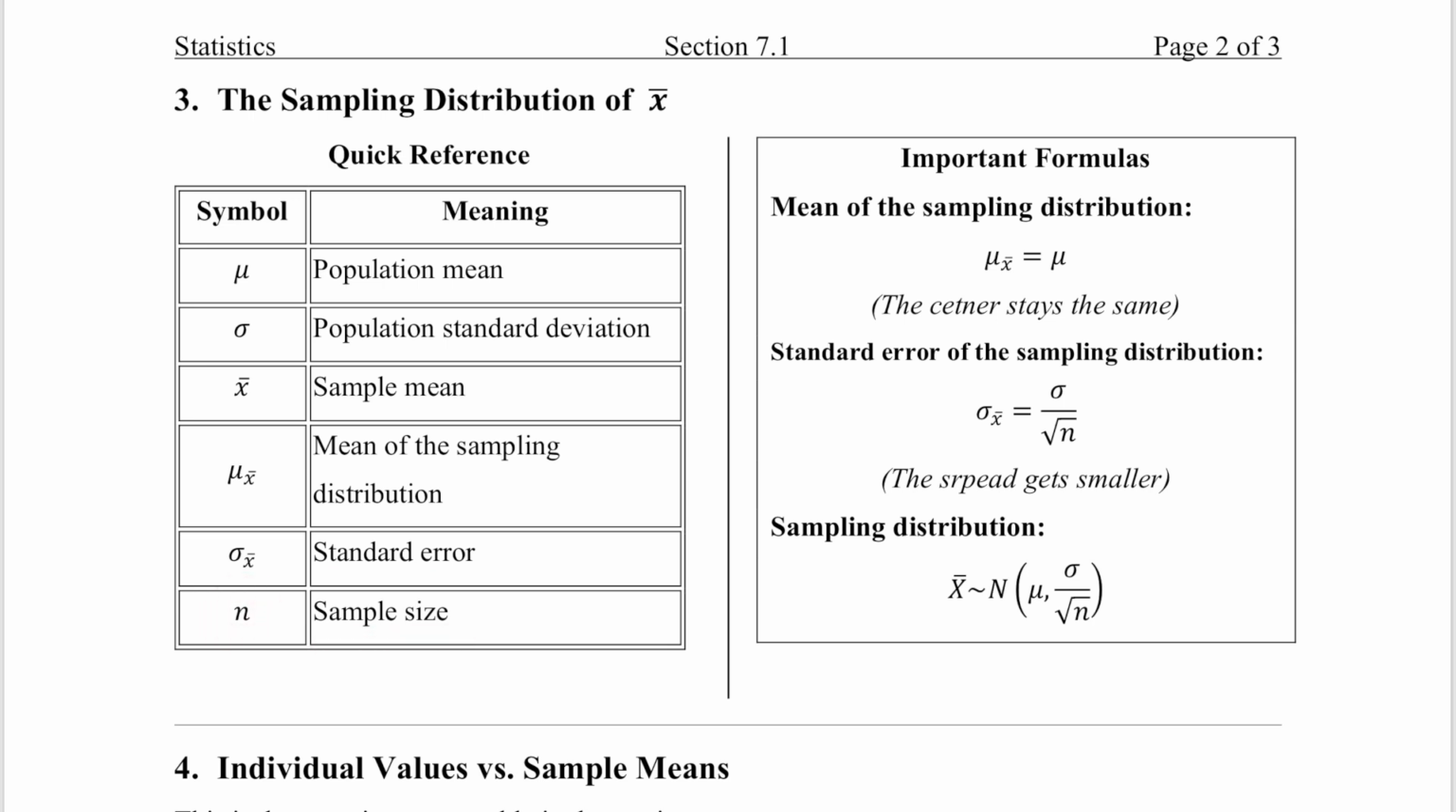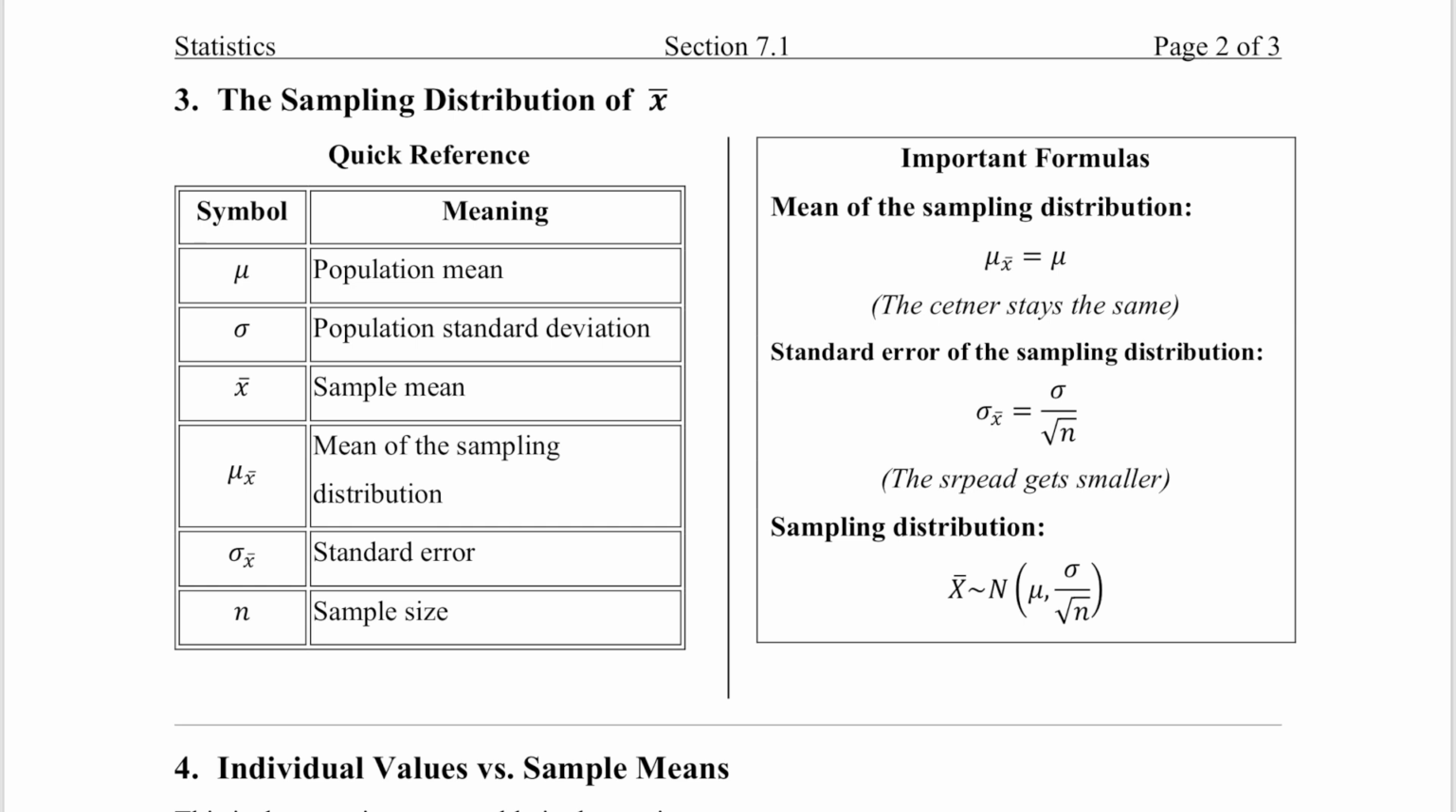Now, let's look at the formulas you'll use throughout this chapter. The first one is the mean of the sampling distribution. Mu of x bar equals mu. This means the center stays the same. The average of all sample means is equal to the population average.